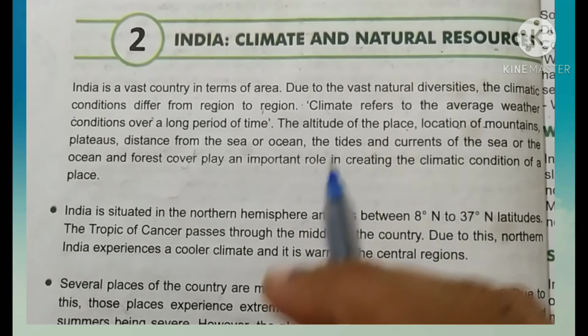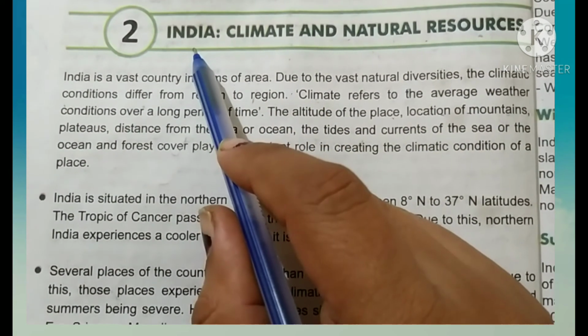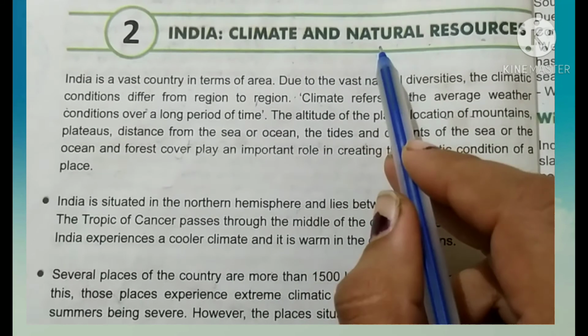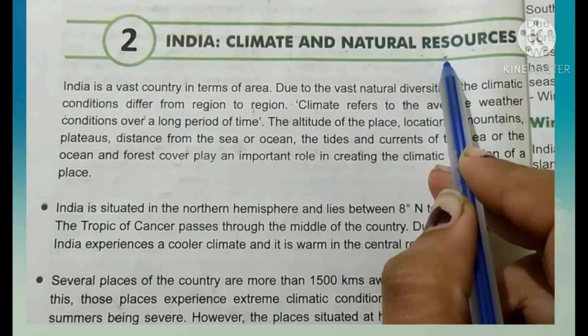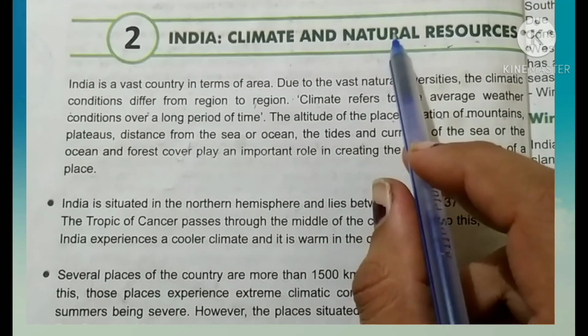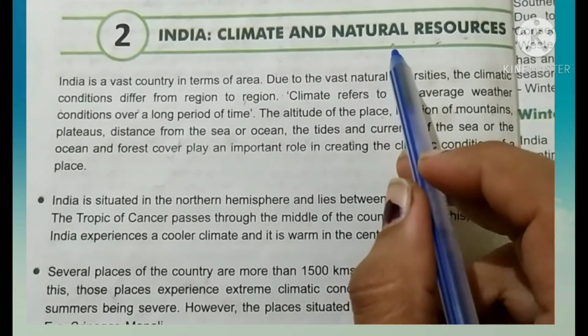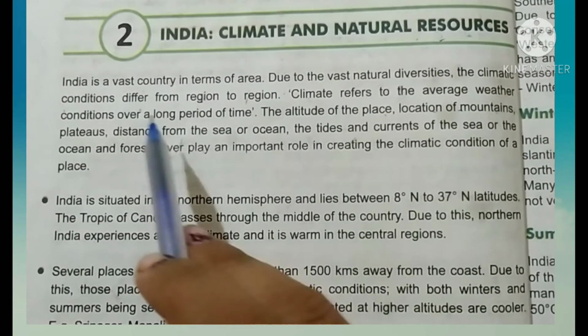Good morning students. Today we are going to start lesson number 2, India: Climate and Natural Resources of SST Standard 7. Now what do you mean by natural resources? So the things which we get from nature are called natural resources.